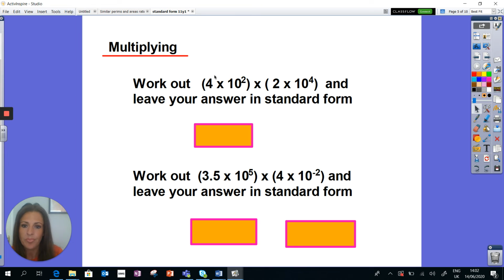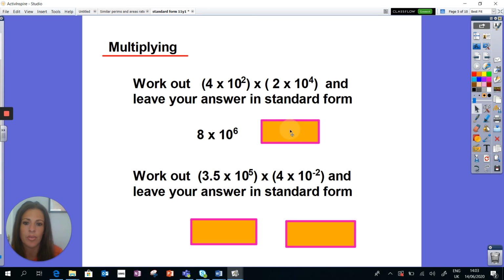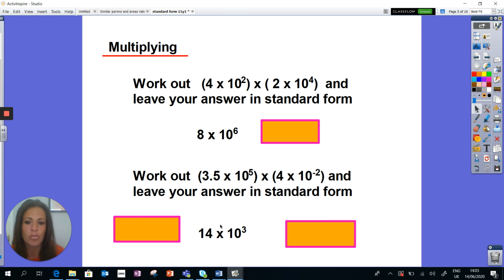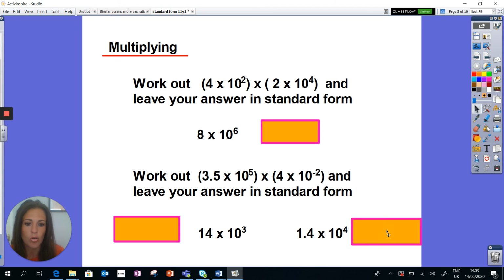So multiplying, it's just going to be 4 times 2, which is 8, and 10 to the 2 times 10 to the 4, which is 10 to the 6, because with powers, when you're multiplying, you add them. You would check to see if this is in perfect standard form, which it is, so that is the answer. This one here, 3.5 times 4 is 14. Add the powers and you get 3, so 14 times 10 to the 3. But that isn't in perfect standard form, it needs rewriting like I showed you on the slide before. And therefore we would rewrite that and make 1.4 times 10 to the 4.